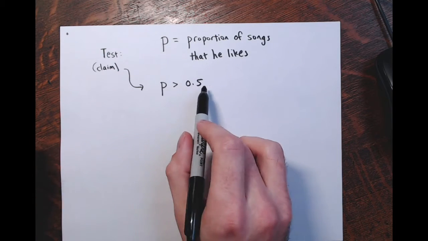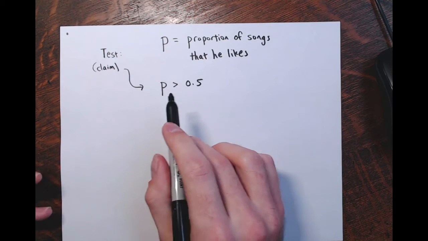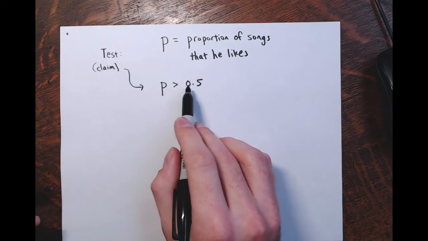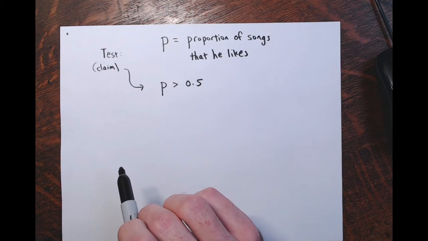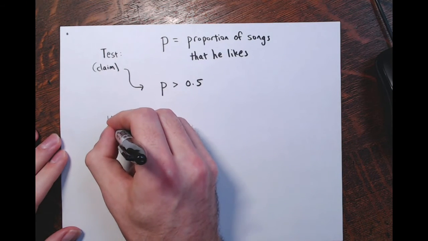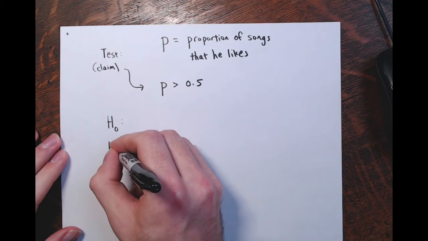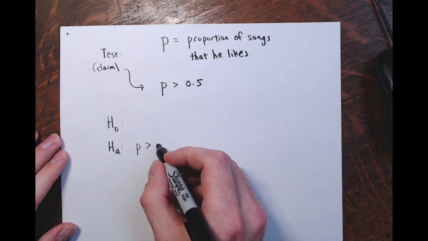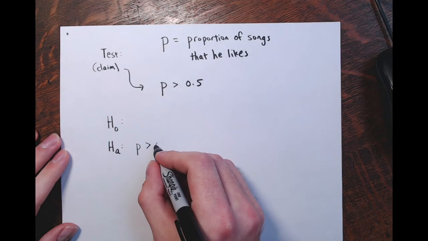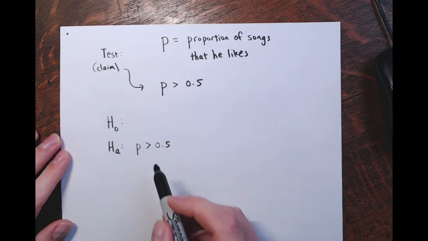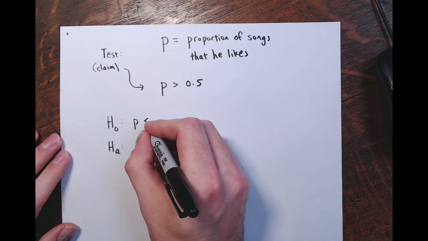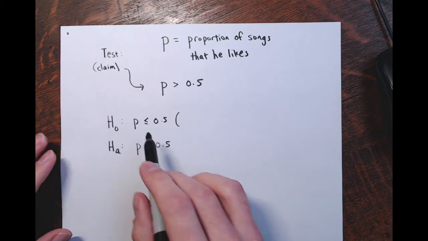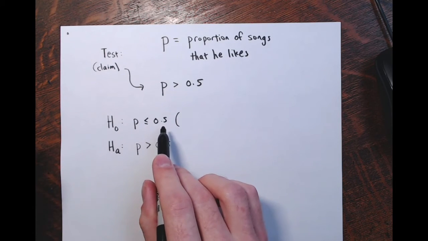Now this particular claim, what he's wondering, does not involve equality. He's wondering if it provides him songs that he likes more often than not, so the proportion is greater than 50%. When I'm setting up the null and alternative hypotheses, this is going to be the alternative, that p is greater than 50%. And the null hypothesis is the opposing statement, that p is less than or equal to 50%. This is a totally valid null hypothesis.